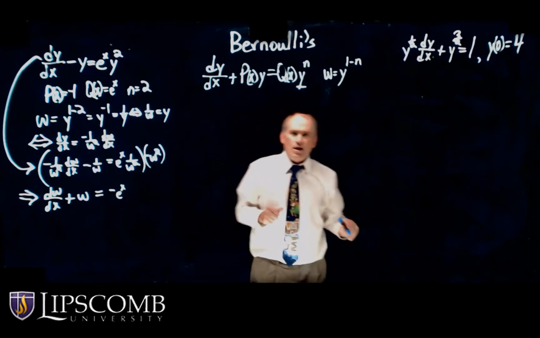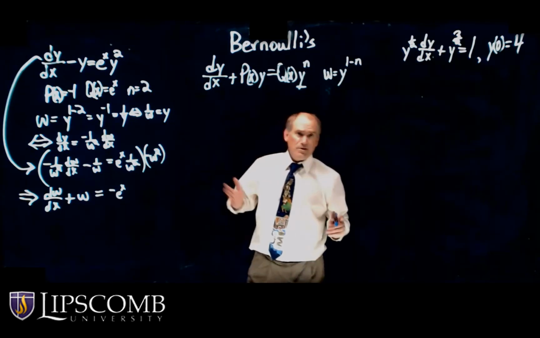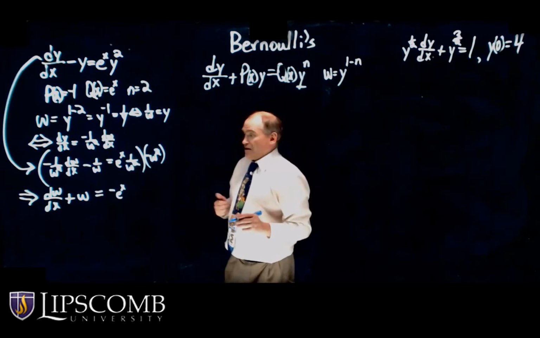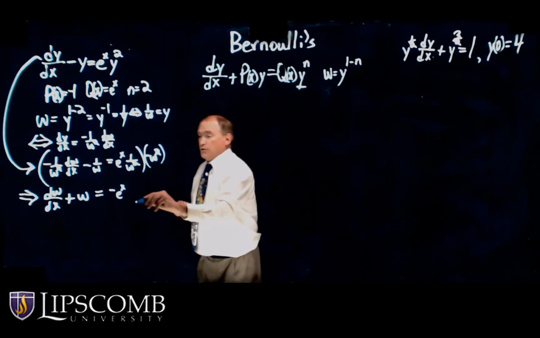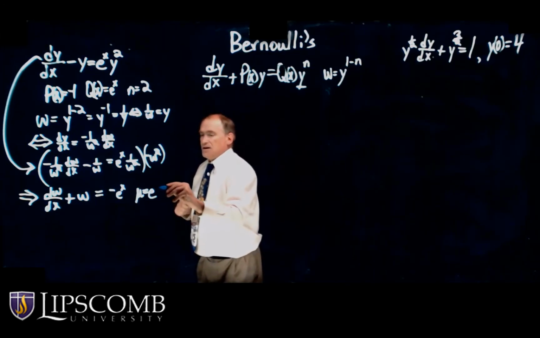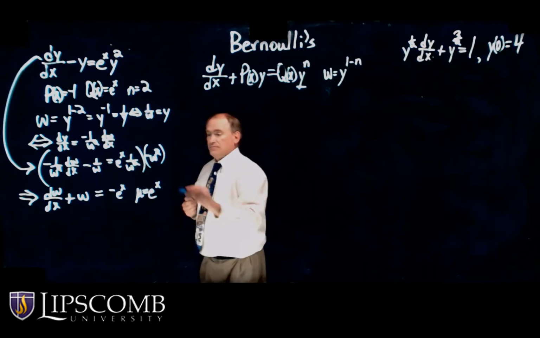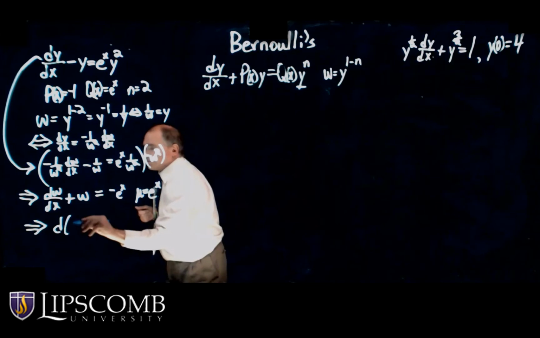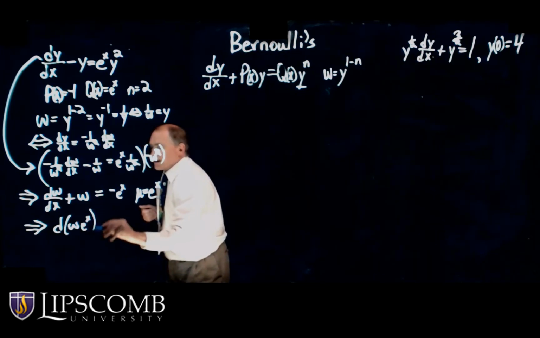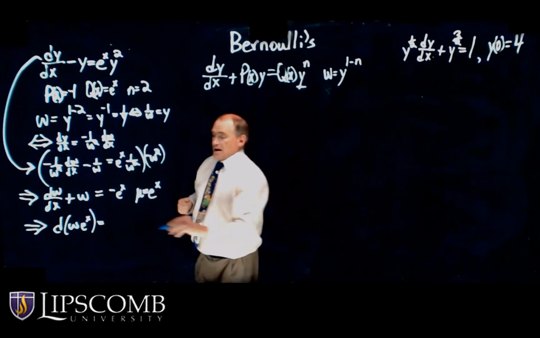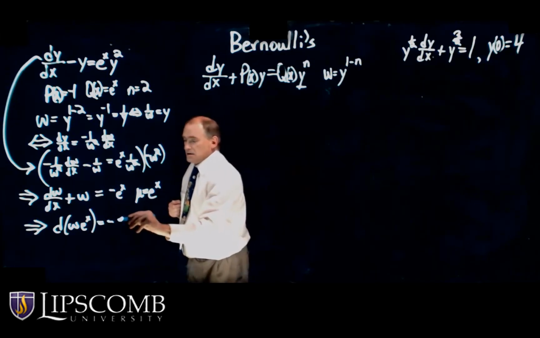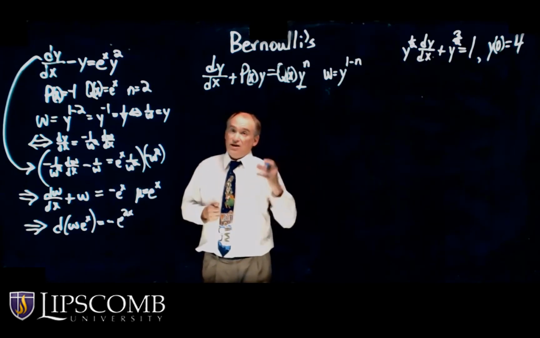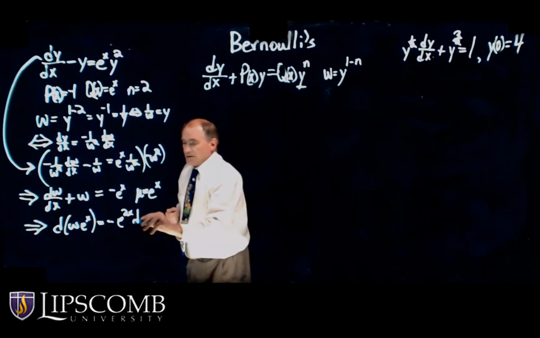Now do not memorize the formula in the book. Just do this. And see, now I have it in the form of linear. So mu is e to the integral of 1, which is x. So what do I get? I get the total differential of w times e to the x equals minus e to the 2x, because e to the x times e to the x is e to the x plus x, and then dx.